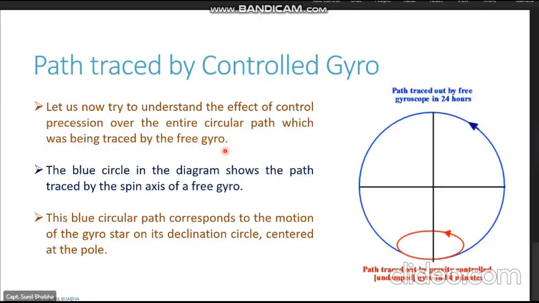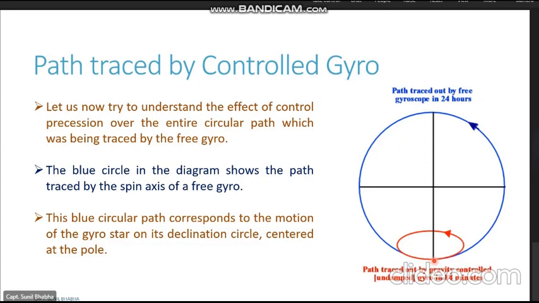In the free gyro, the spin axis was following the motion of the gyro star. The spin axis was moving in a circular fashion. You can see this blue circle in the diagram. This represents the path traced out by the spin axis of a free gyro. The center of the circle was the pole. The gyro star was moving in circles around the pole and the spin axis was following that motion, completing one circle in one sidereal day or 24 sidereal hours.